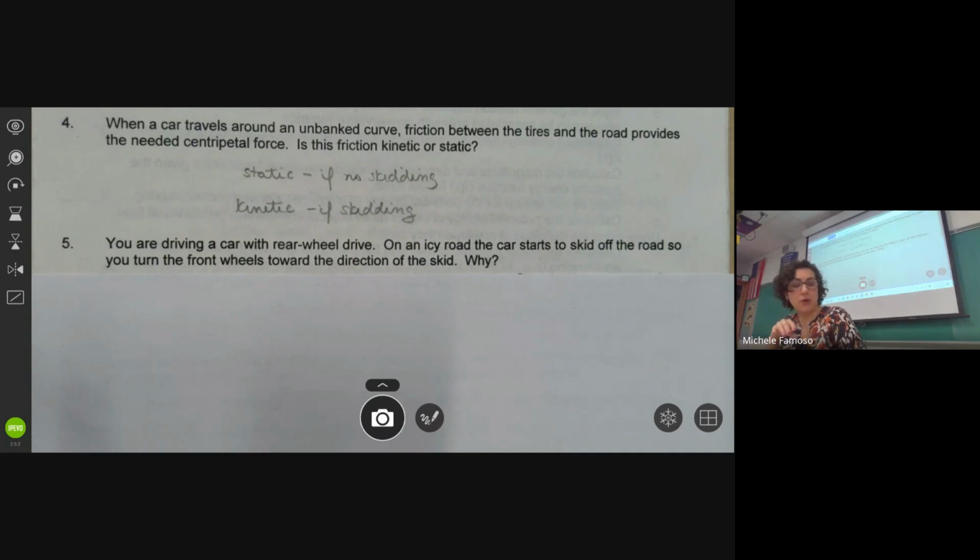Most cars today, when you buy them, have front wheel drive or all wheel drive, in which each wheel is then controlled separately. On an icy road, the car starts to skid off the road, so you turn the front wheels toward the direction of the skid. Why would you do that? And that's actually what they tell you when you take defensive driving.